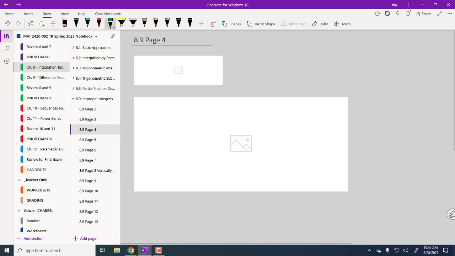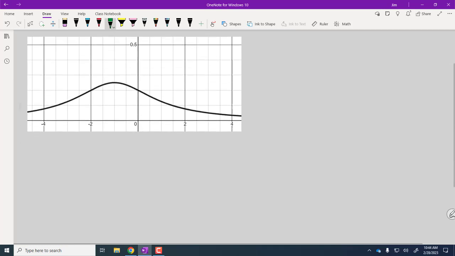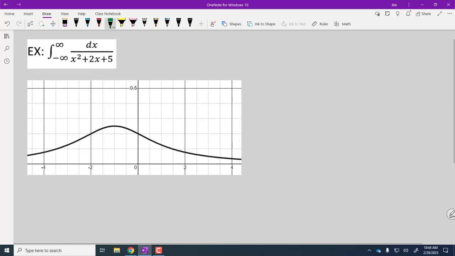Next one. So we'll do one with the bell curve. It's really two problems in one because we have to break it apart. Doesn't matter where you break it apart. The natural place to break it apart, of course, is 0. So we're going to break it apart right there.